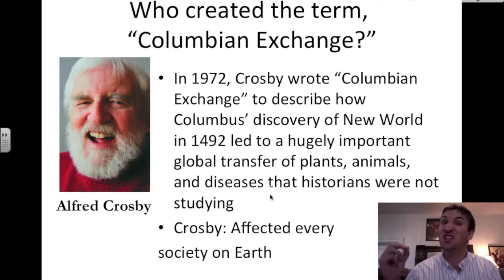The Columbian Exchange is a term, an idea that was invented by this white-bearded man, Alfred Crosby. In 1972, the historian Crosby wrote a book called The Columbian Exchange to describe how Columbus's discovery of the New World in 1492 led to a hugely important global transfer of plants, animals, and diseases that historians were not studying until this time. And Crosby said, everyone was affected on Earth by the Columbian Exchange. Every society in some way changed.